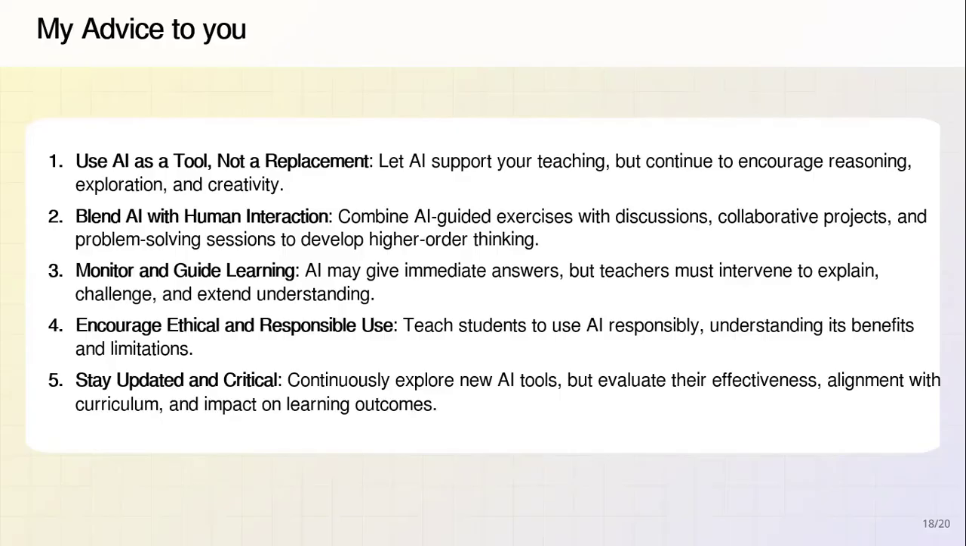A second one is to blend AI with human interaction, which means combine AI-guided exercises with discussion, collaborative project work, and problem-solving sessions to develop higher-order thinking skills. The third is monitor and guide learning. AI may give an immediate answer, but the teacher must intervene to explain, challenge, and extend understanding. Sometimes the answer from AI is not correct.